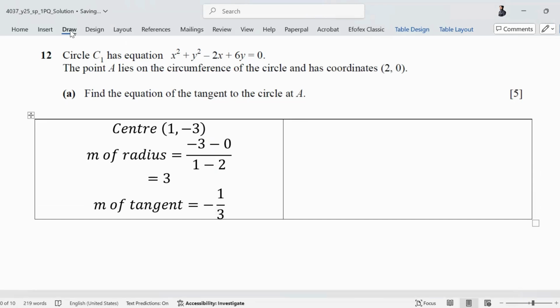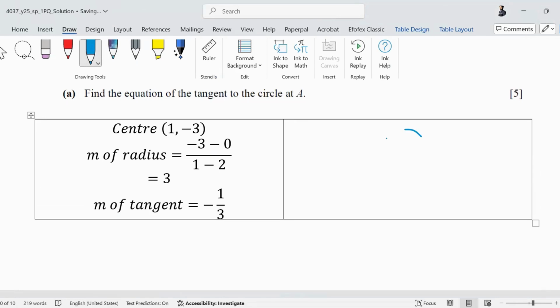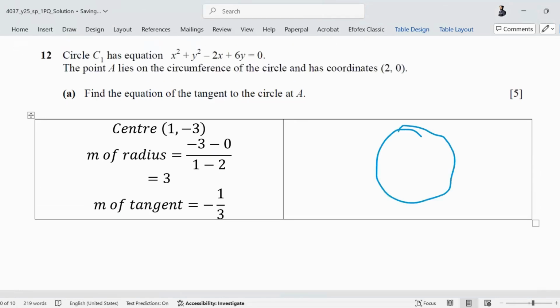If it's confusing, I'll just draw the shape to help you understand that if this is (1, -3), the center, and the x coordinate 2 is further ahead and y 0 is above this. So this is a point A, and we need to find the equation of the tangent at A.